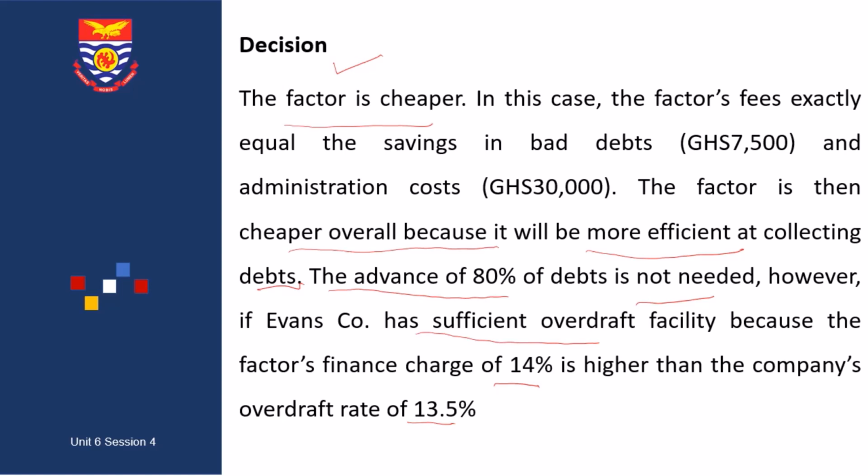And if the factor is doing the collection, the cost that will be incurred using the service of the factor will be 54,637. So we go for the one with the least cost. Therefore we employ the service of the factor. I hope it's very simple. Yeah. So we employ the service of the factor.